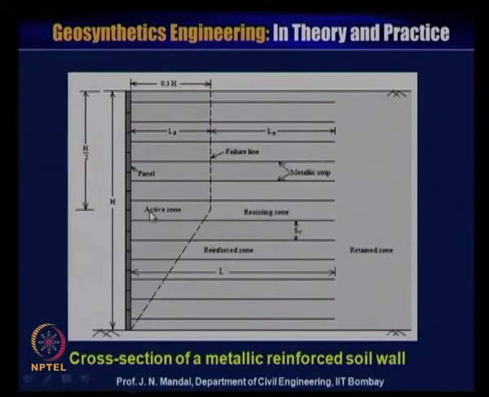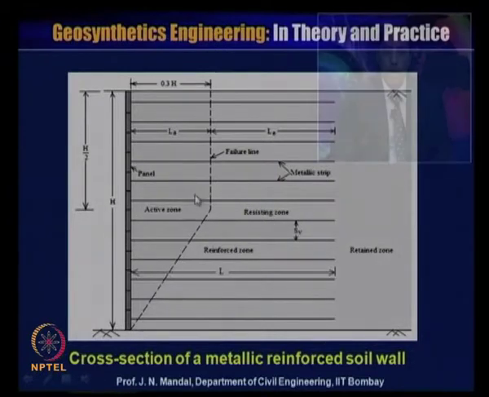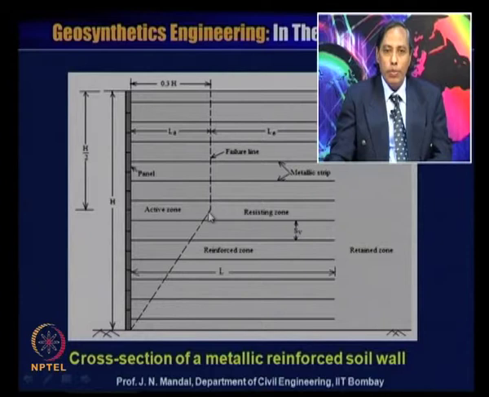This slide shows the cross section of the metallic reinforcement. In the case of metallic reinforcement, the failure pattern is bilinear. This is the height of the wall, this is the spacing between the two reinforcements, SB, this is the length of the reinforcement, with the measurements LE and LA, and this distance is about 0.3 times the height of the wall.